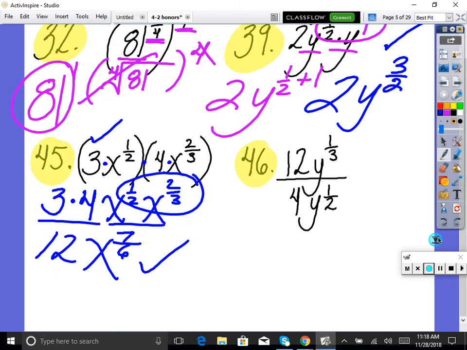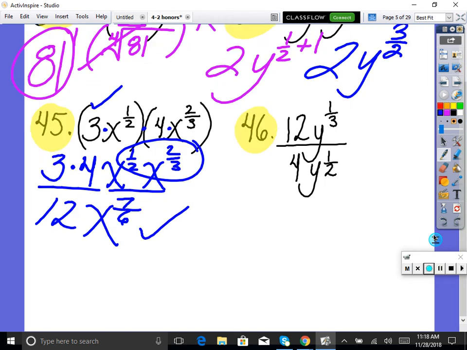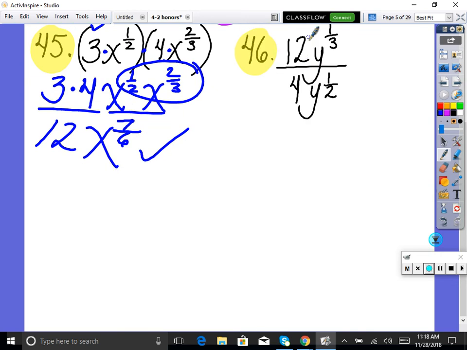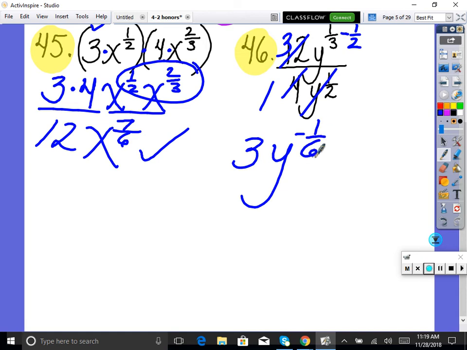First of all, 12 and 4 divide out to become 3 over 1. And then when you divide the same base, you subtract, and you always subtract the top exponent from the bottom. So now we're looking at 3y to the negative 1/6. Now, we can't have a negative exponent in our final answer, so we need to flip it. Do not flip the 3. 3 has a positive 1 as an exponent. The only thing that gets flipped is this base. So on top is a 3, and on bottom we have y to the 1/6.